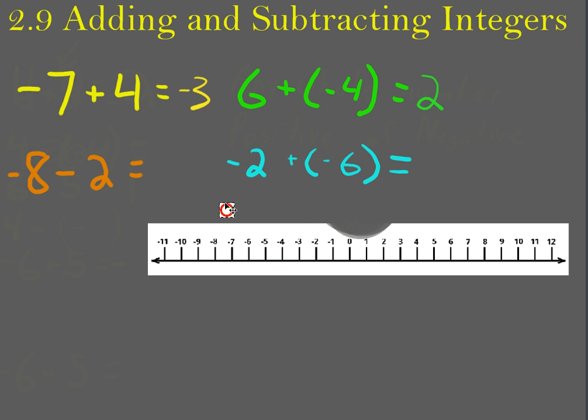Here, our third one, we start at negative 8. We move negative 2 more to get a negative 10. All right, and our last one, we started at negative 2. We had negative 6 more, which took us to negative 8.